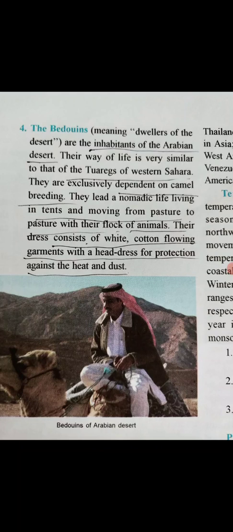They lead a nomadic life, living in tents and moving from pasture to pasture with their flock of animals, living in tents where sufficient things are available for their life. And they dress in a white cotton flowing robe, okay, a white cotton garment which is very flowy, and they also wear a headdress for protection against heat and dust.